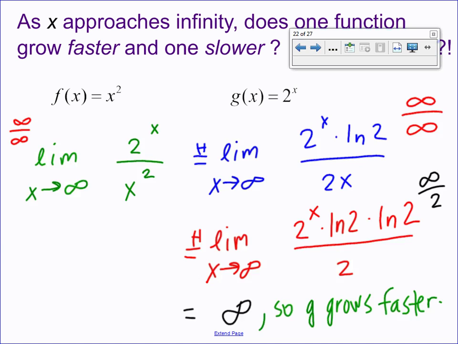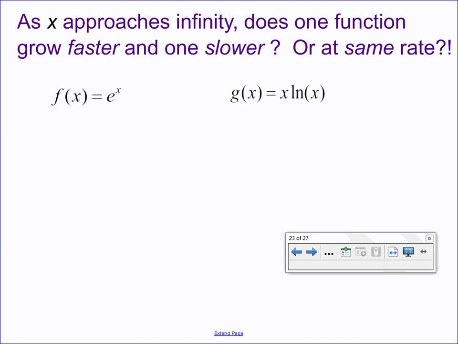Let's consider a different pairing. Let's consider e to the x times, and now I made a combination function, x times ln of x, a product of two functions. And while intuitively we saw e to the x grows faster than both x and ln x, what if we combine them into a new function that is a product and consider the relative growth rates now as x gets infinitely large? Again, we'll go ahead and set up a quotient and apply my comparison test. As x approaches infinity, I could do either e to the x over or x ln x over. I'll do x ln x over e to the x.